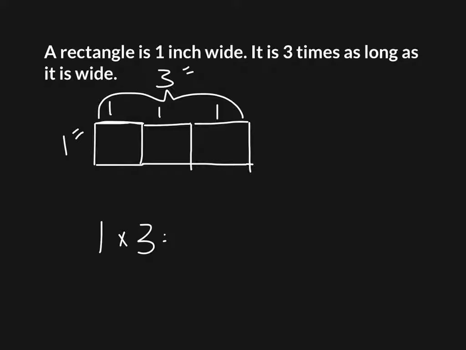So the area of this unit that is 1 inch and 3 times as long as it is wide is 3. The area would be 3 square inches.